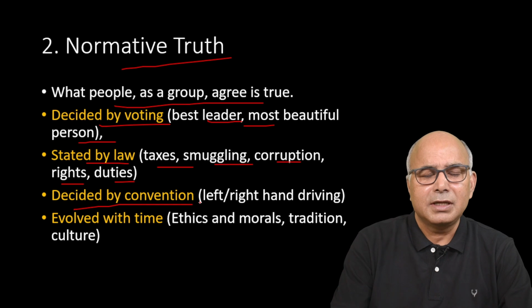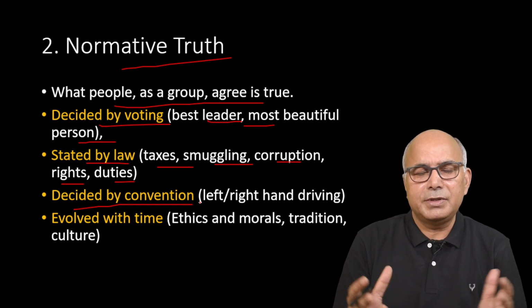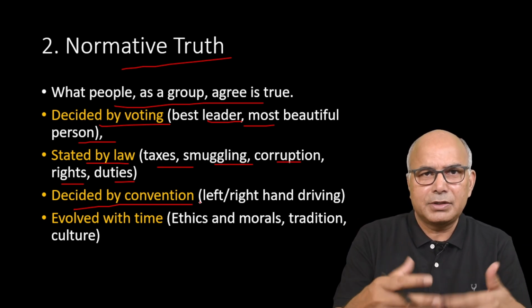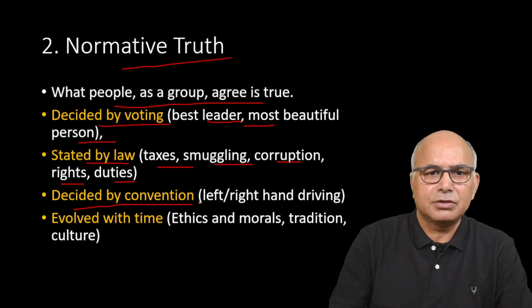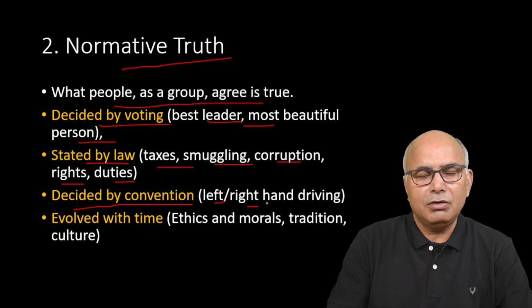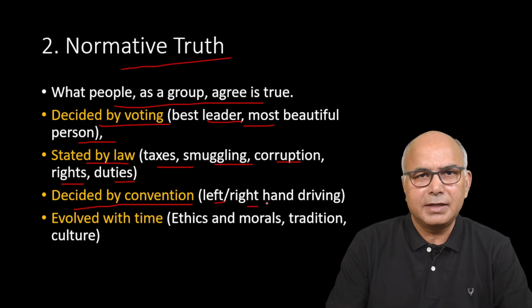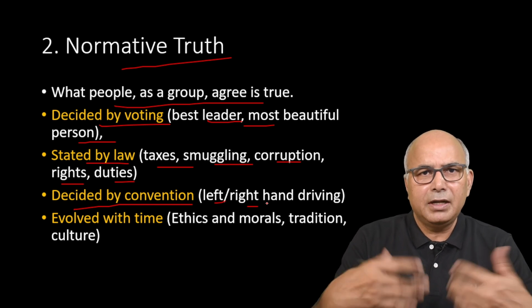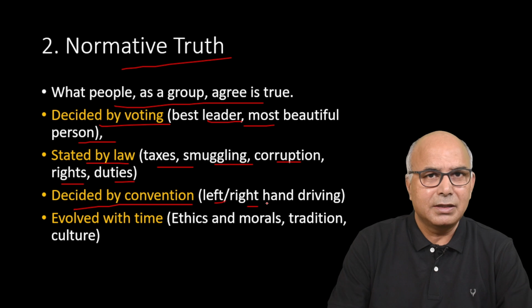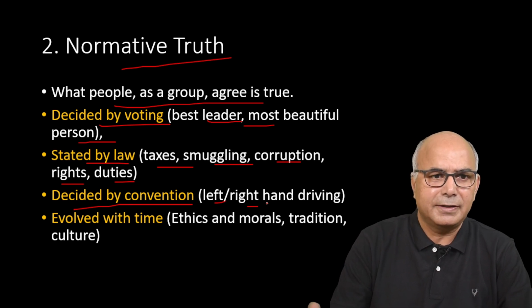The third type of truth is decided by convention. There are certain things which cannot be said to be absolute truth, but if all the people decide to follow a particular pattern, that becomes a truth. For example, left hand driving, right hand driving. Now you cannot say whether left hand driving is right or right hand driving is right, but depending upon the country where you are, if left hand driving is legal and permitted, then you should drive left, that is right. And if you are in other countries where right hand driving is permitted, that is right.